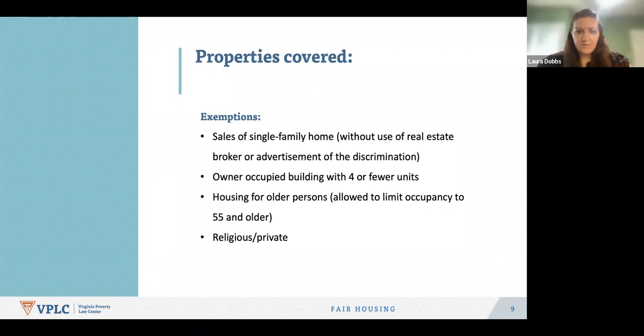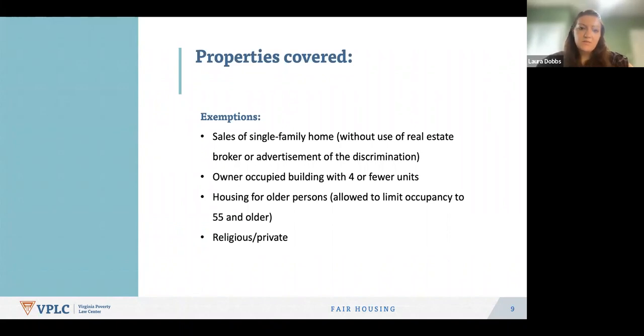That sale would be exempt from fair housing. Additionally, if it's an owner-occupied building with 4 or fewer units. And then when it comes to housing for older persons, as you'll see in a couple slides, elderliness is a protected class here in Virginia.